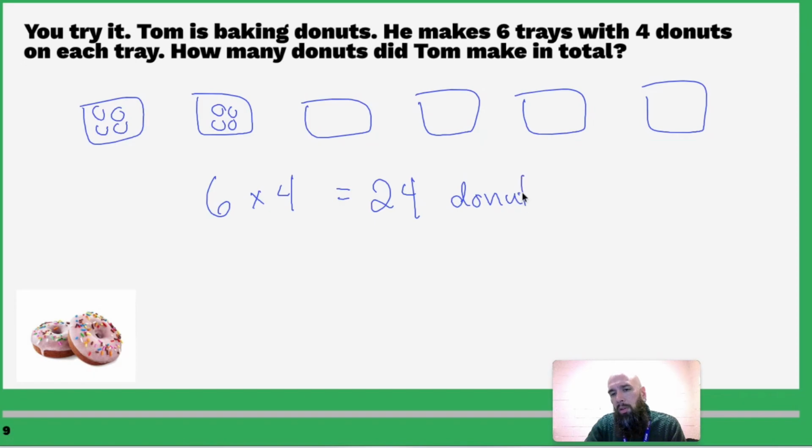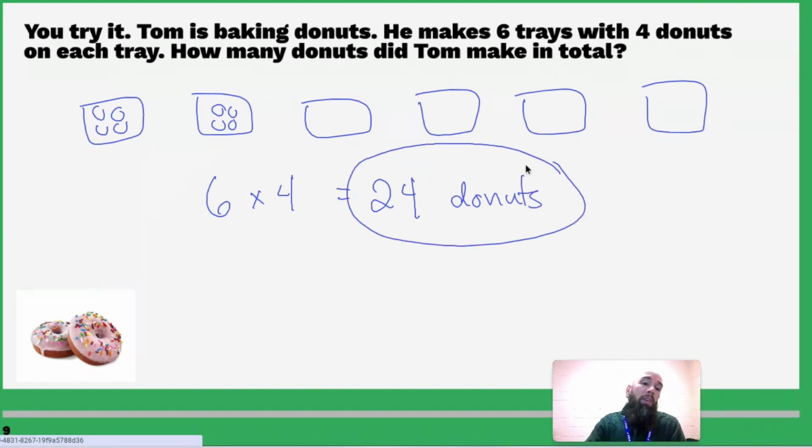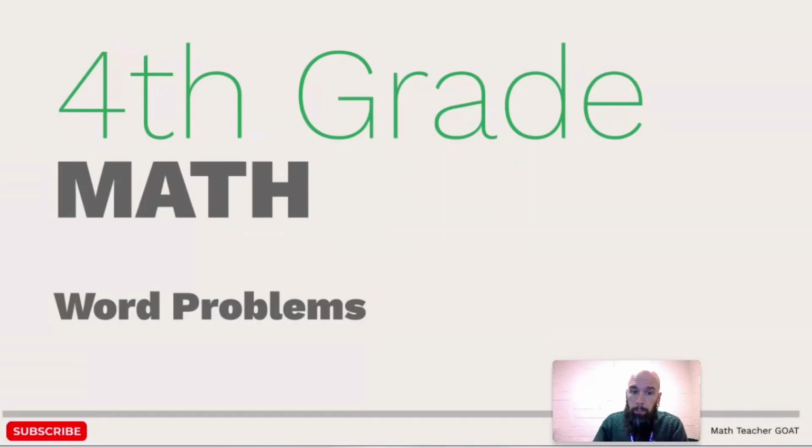24 donuts. So I don't need to draw all this out and make all of these pictures. If I did, I would have 4 and 4 and 4 and 4 and 4 and 4, and then I would count them all up and get 24 donuts anyway. That's how you do that problem right there, okay? You have 6 trays, 4 donuts, you're not adding them, you're multiplying them because you're dealing with groups. And you're making that number bigger.